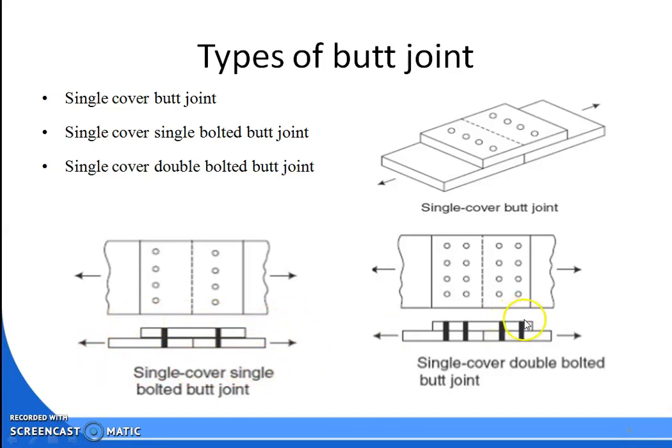And next one is your single cover double bolted butt joint. That means here it is a main plate, and this is also your next main plate, and over it is a cover plate. Each plate is connected to the cover plate with 2 columns with 4 bolts. So here also 2 columns and here also 2 columns.